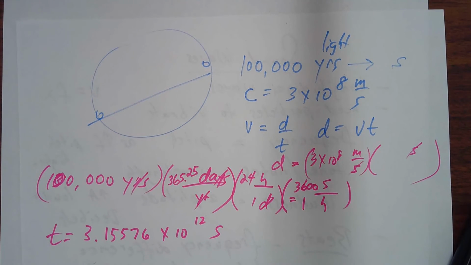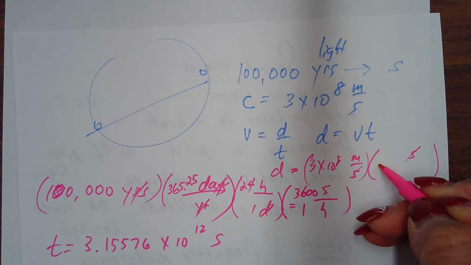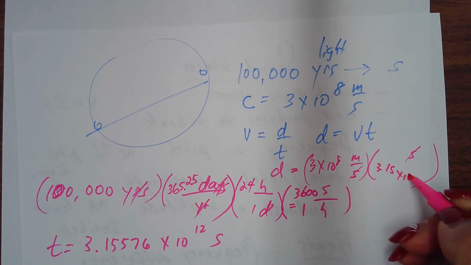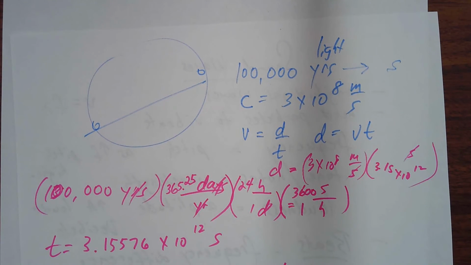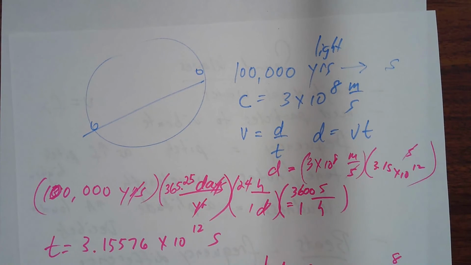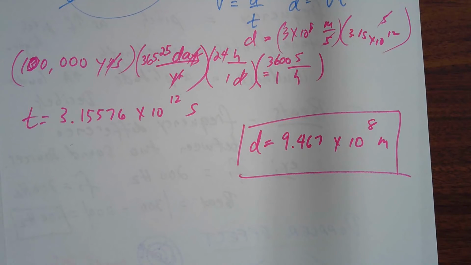Now you're going to multiply that by 3 times 10 to the power of 8. And let's see what you get. That is the distance, that is the size of our Milky Way. That's the diameter.